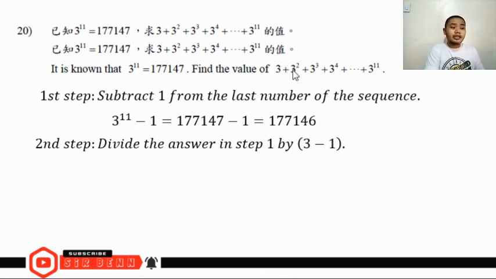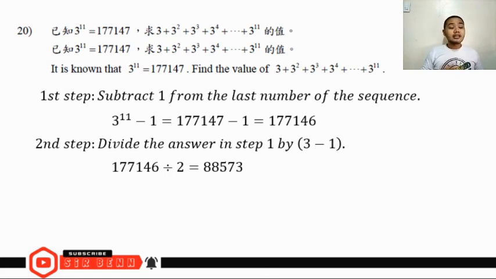The second term is achieved by multiplying 3 to the first term. The third term is achieved by multiplying the second term by 3. The fourth term is achieved by multiplying the third term by 3. So the concept of common ratio is not that hard to understand. Okay? So divide the answer in step 1 by 3 minus 1. In that case, it will become 177,146 divided by 2.